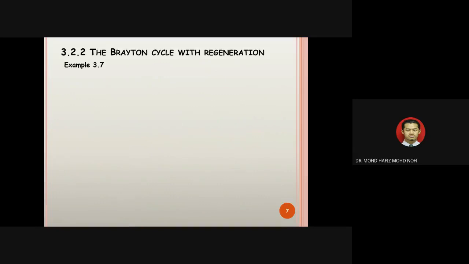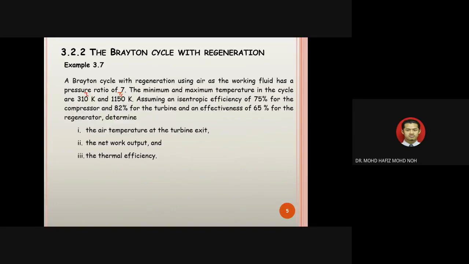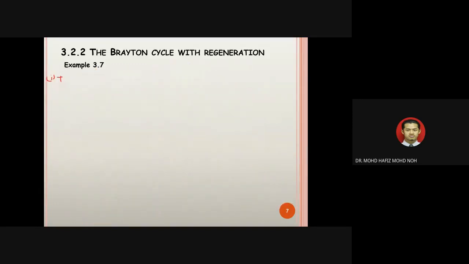The first question is to calculate the temperature at the exit of the turbine. So that means this is T4 actual. T4 actual you already calculated, which is 747.8229. Okay, you solve for this.